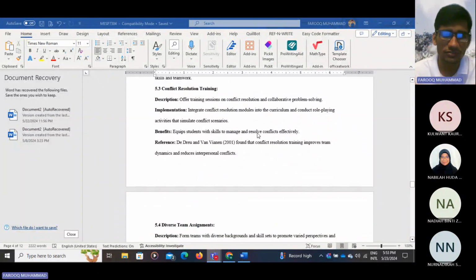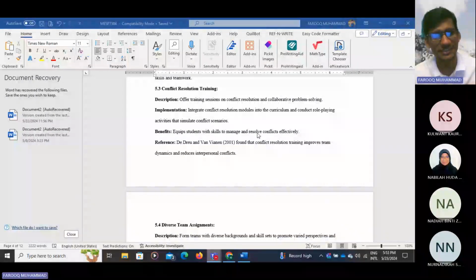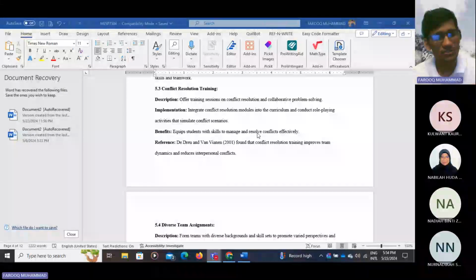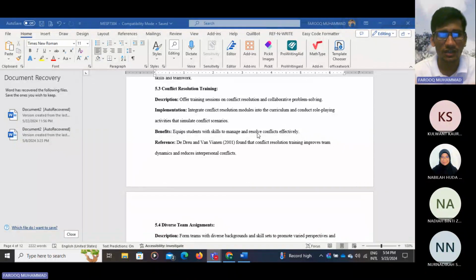The third one will be conflict resolution training. Offer training sessions in conflict resolution and collaborative problem solving. After this, the students are equipped with skills to manage and resolve conflict effectively. So how can you implement it? You can use modules in the curriculum and conduct role-playing activities that simulate conflict scenarios. You can also give the students a situation, then ask what their reply is, what their response is, and what they would say in this situation.